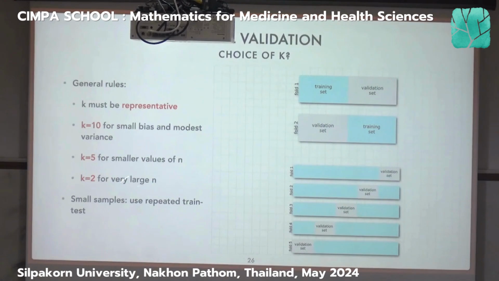Why do I say very large n? Because in some data you've got millions and millions of points, and it costs too much to do all this repetition so many times.